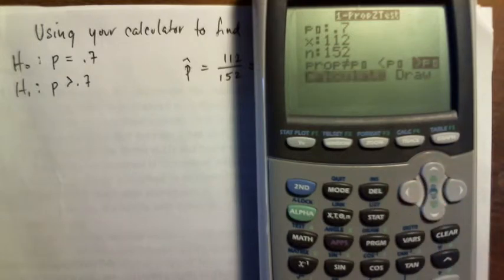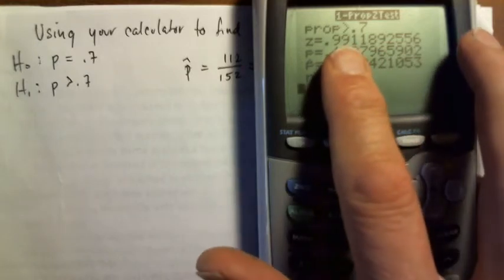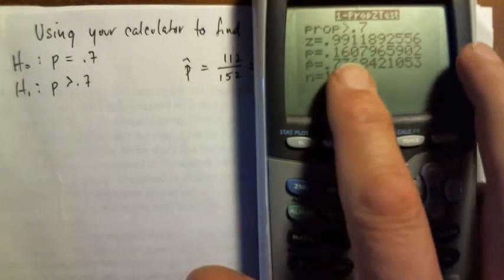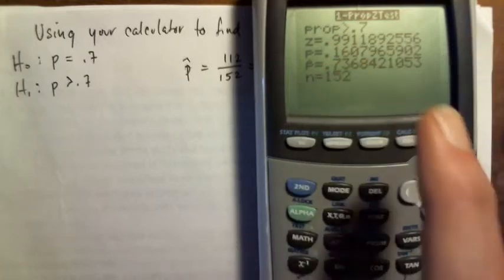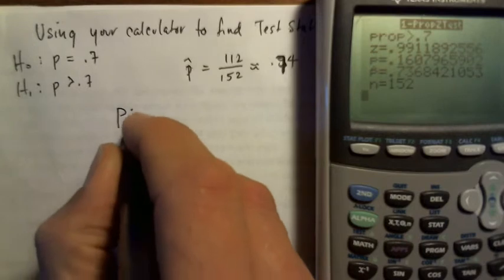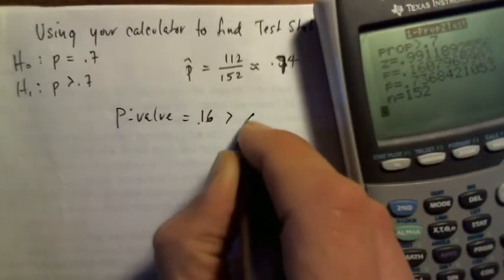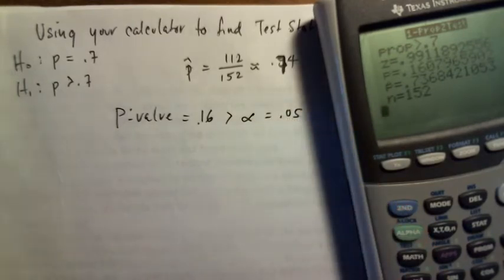Drawing it is kind of a pain in the butt. And immediately it comes up with a z-score. It comes up with a p-value. And the z-score is the test statistic. The p is the p-value. So our p-value is 0.16, which is greater than alpha. Remember, if you remember, alpha was equal to 5%. So once again, we're going to fail to reject it.